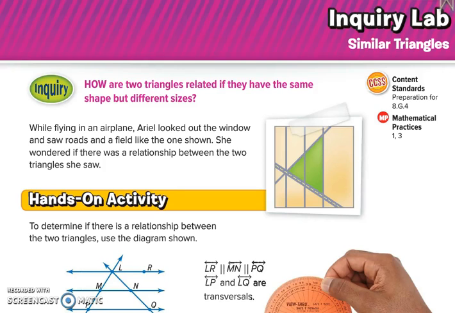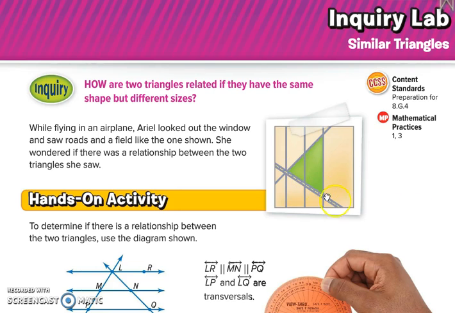Alright, in this lab we're going to focus on similar triangles, and we're going to look at how two triangles are related if they have the same shape but different sizes. So you had an activity to look at to get started in this lesson. It's a similar picture, but it was all about Ariel's view from outside of her window and looking at what the relationship between the two triangles was. So hopefully you answered that question to get yourself thinking about what that relationship is when you find a triangle within a triangle like that.